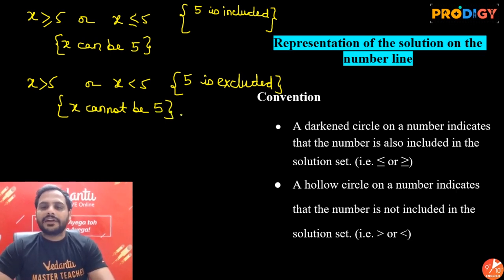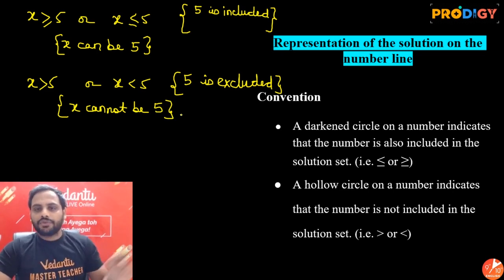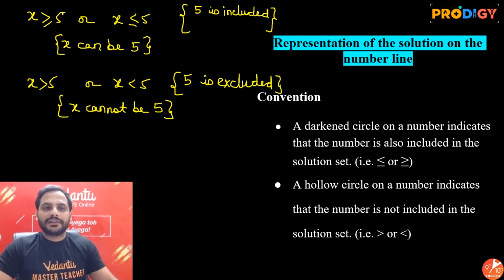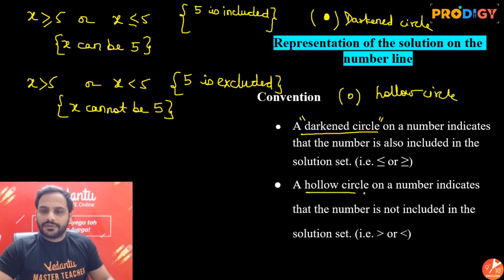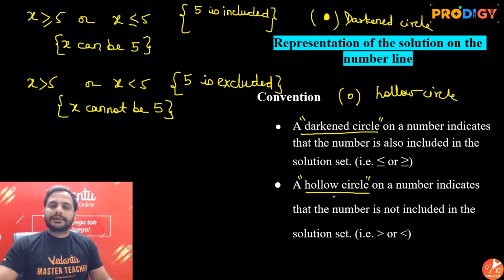So when the sign is greater than or equal to or less than or equal to, that point is included. On the number line, when we have to represent a number where greater than or equal to or less than or equal to is shown, we show that point by a darkened circle, for included. And if it is excluded, we will represent it by a hollow circle.